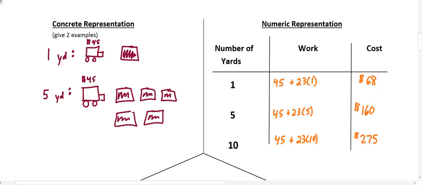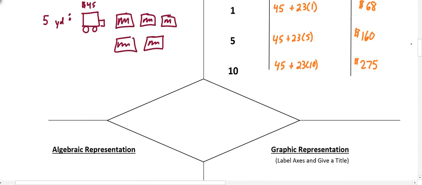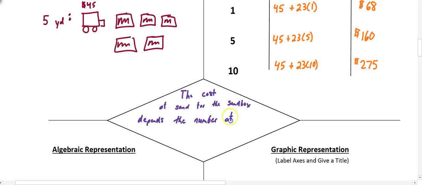So now we can write our dependency statement. So remember the dependency statement? Look in the table, that will help you again. The input is your independent variable. The dependent is the outcome or the output variable. So in this case, we would say the cost of sand for the sandbox depends on the number of yards of sand ordered.